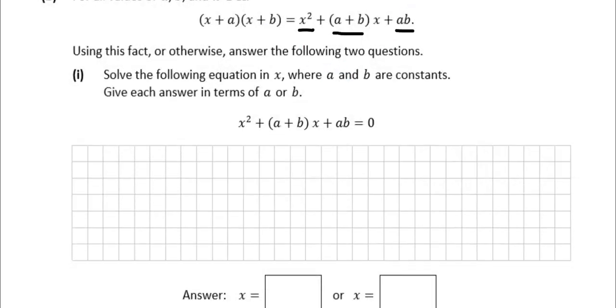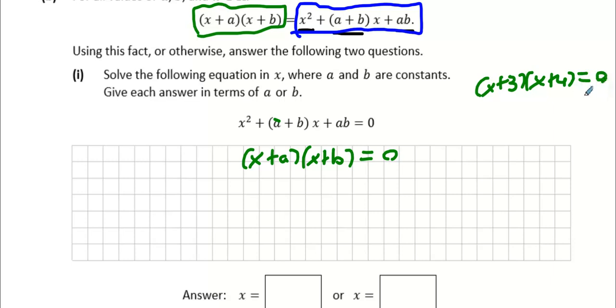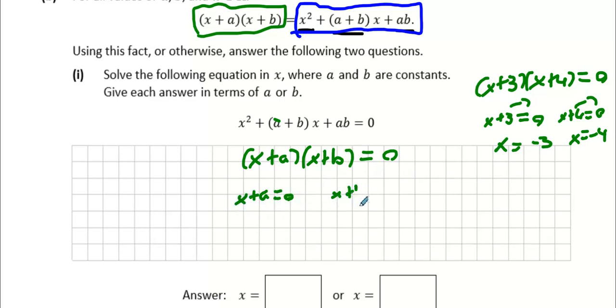Okay, see this here, guys? See this blue box? Basically, this blue box equals this green box. And instead of writing down the blue box, I'm going to write down the green box, like so. Remember, if we had something like x plus 3 and x plus 4 equals 0, our answer would simply be x plus 3 equals 0, x equals minus 3, and then x plus 4 equals 0, and x equals minus 4. So what we're going to do here is say that x plus a equals 0, and x plus b equals 0, and then transfer over to b and a. So x equals minus a, and x equals minus b.